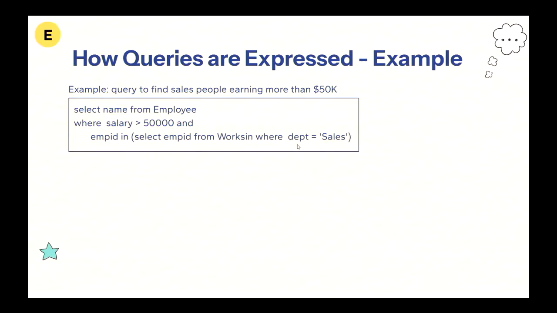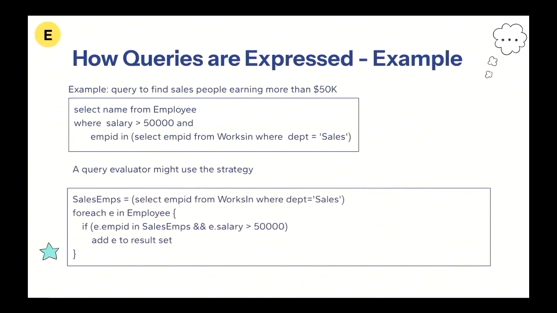As you can see here, this is a subquery, and it is not correlated because it is not referring to the variables of the outer query. So it's not correlated, it's just a subquery. A query evaluator of the DBMS may use this strategy to retrieve the data. It could execute the subquery first to give us an intermediate table of sales employees. And for each employee, it will check two conditions: whether this person is in the intermediate table of sales, and whether the salary of this employee is larger than 50K. So this is how the DBMS will interpret this query.